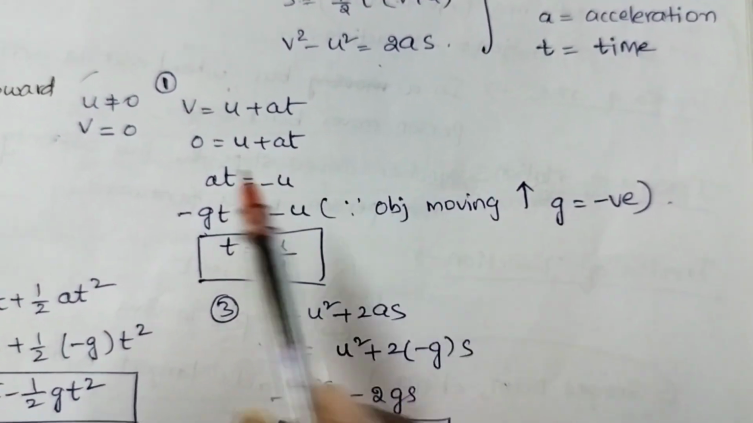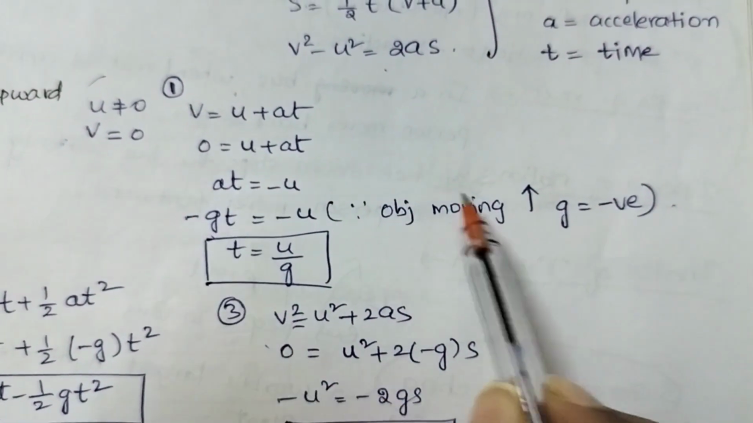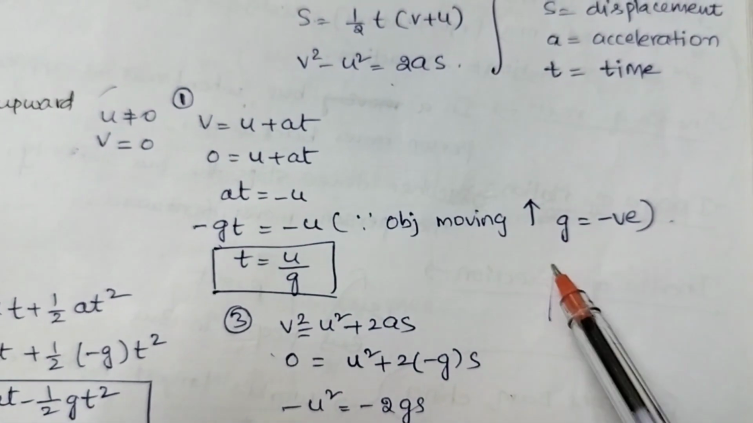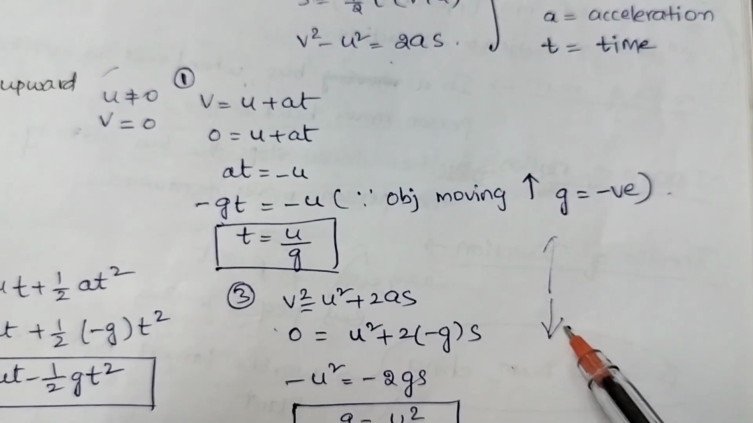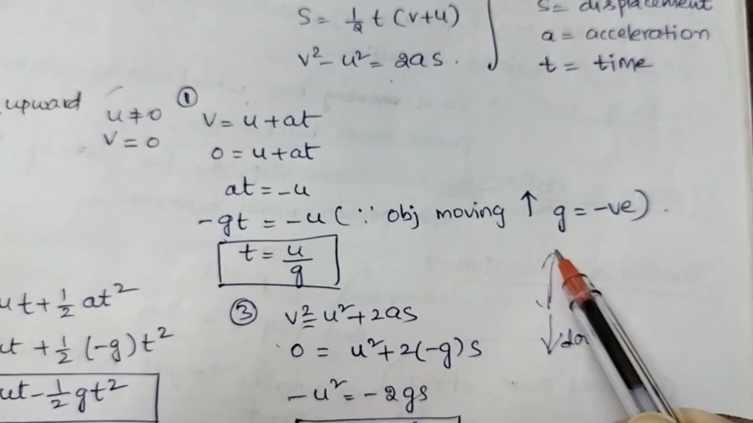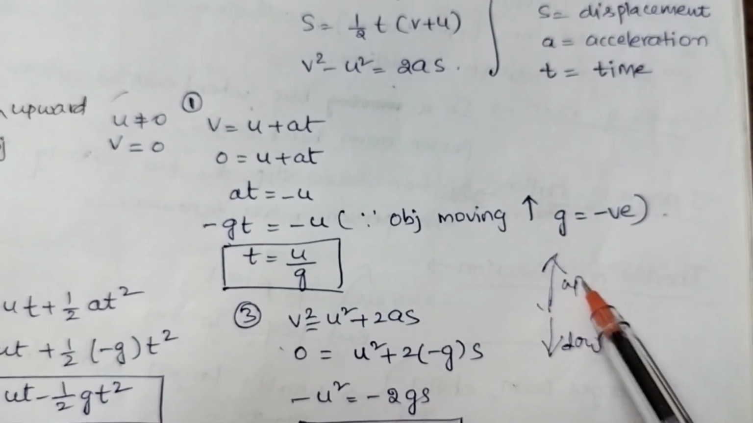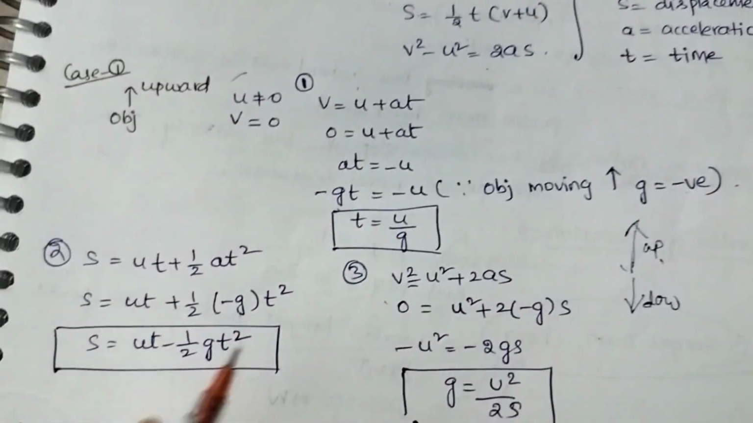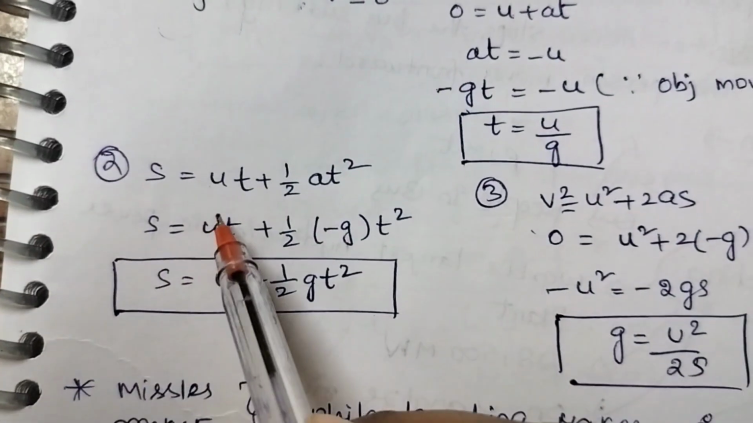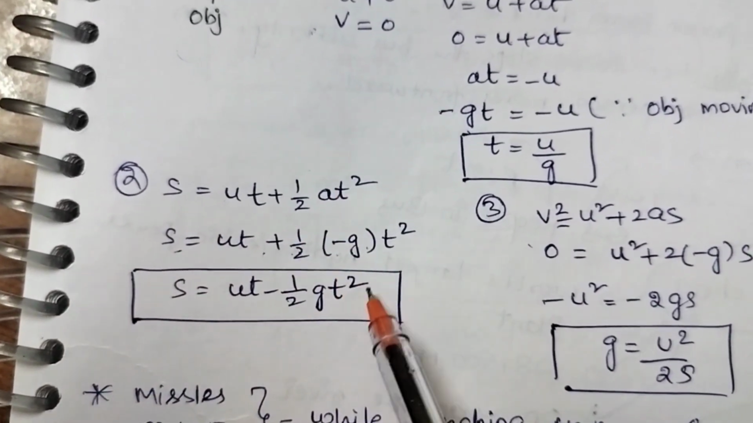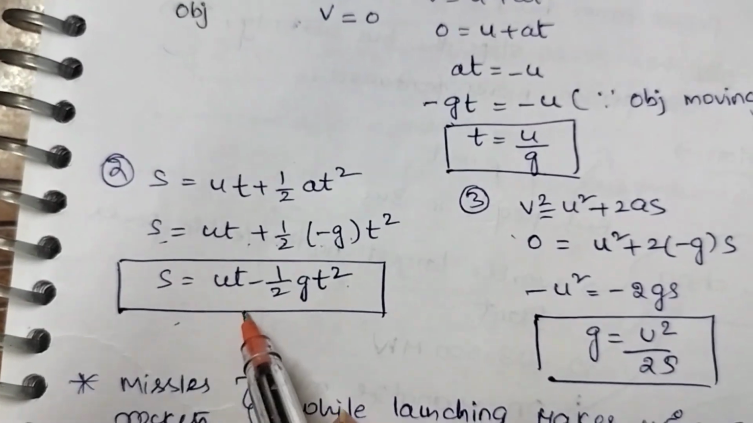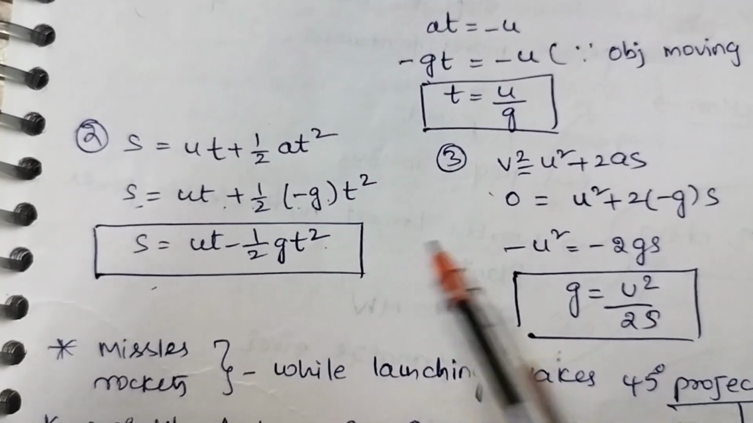Okay. Why did we take A as negative? Because the body is moving opposite to the direction of gravity. Gravity is always downward, but the body is moving opposite to the gravity. So we took a negative sign. When it comes to the second formula, S is equal to ut plus half at square. In place of A, we substitute minus g. Then the formula becomes S is equal to ut minus half gt square.